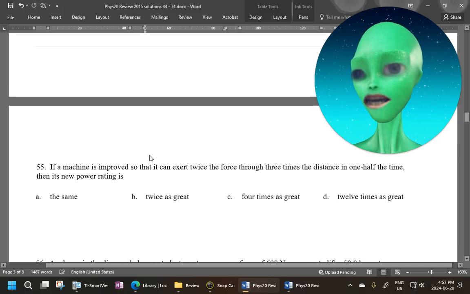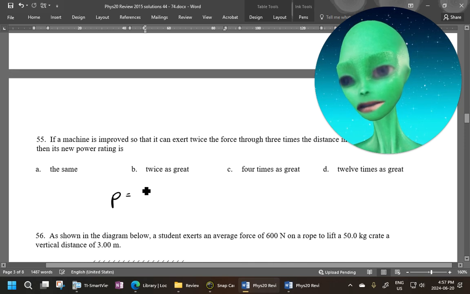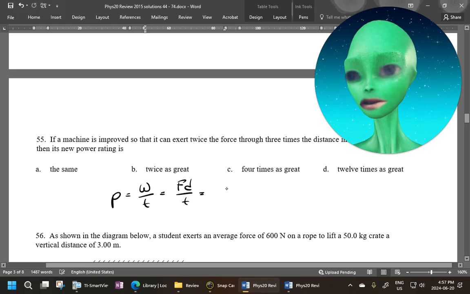Okay, if a machine is improved so that it exerts twice the force through 3 times the distance in 1/2 of the time, then this new power rating is, oh man, power. So what is power? Power is work divided by time, force times distance divided by time, and now I'm just going to go through and put all this stuff in here.